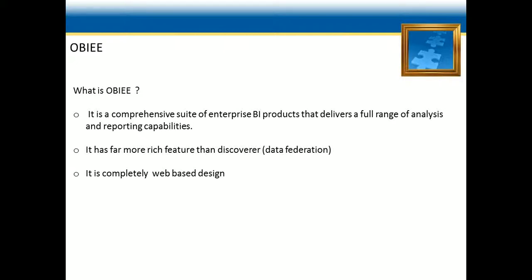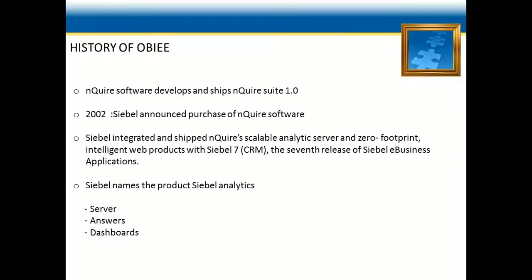So here we'll start. What is OBI? It is a comprehensive suite of enterprise BI products that delivers a full range of analysis and reporting capabilities. It has far richer features than Discoverer, that is data federation. It is a completely web-based design. Basically, OBI is used for analysis, on which the data is present and the reports are generated.